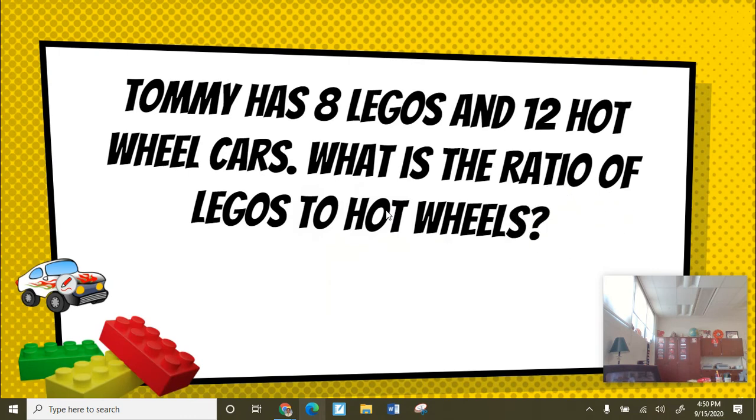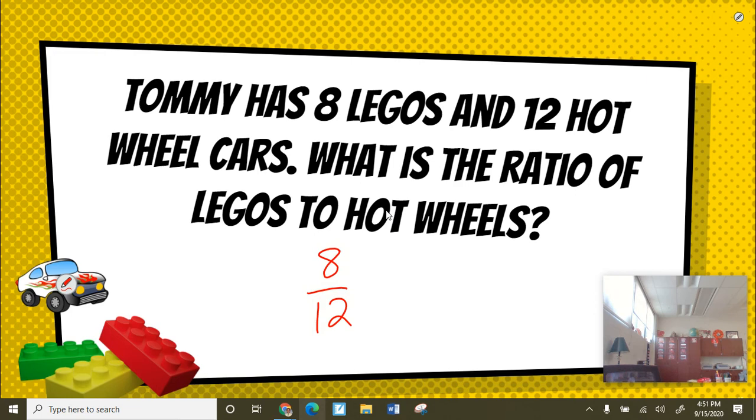Let's do one last problem together today. This is just an intro day, so hopefully you're understanding this. Tommy has 8 Legos and 12 Hot Wheel cars. I used to love both of those as a kid. What is the ratio of Legos to Hot Wheels? Again, you can make this as a fraction, as a colon, or with the word to in it. I'm just going to put it as a fraction because I think that's a little bit easier to simplify. So I have 8 over 12. 8 Legos over 12 Hot Wheels. For every 8 Legos, there are 12 Hot Wheel cars.